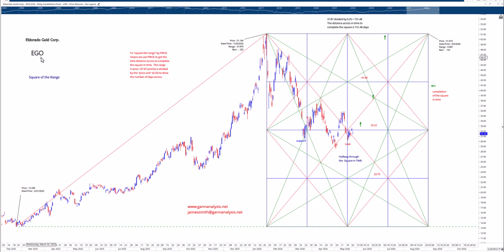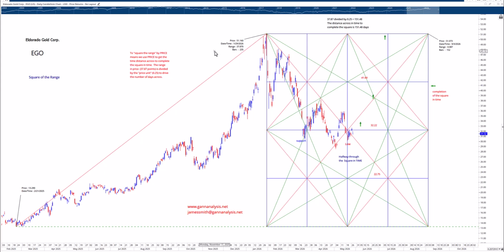The ticker is EGO, and we're going to show you a Gann tutorial on how to square the range in price. So you take the low from February of 2025 at 13.29, and you anchor from that low, and then you anchor from the high of January 29th, 2026 at 51.16. The distance in price is 37.87 points, and the time bars would be 235 trading days.